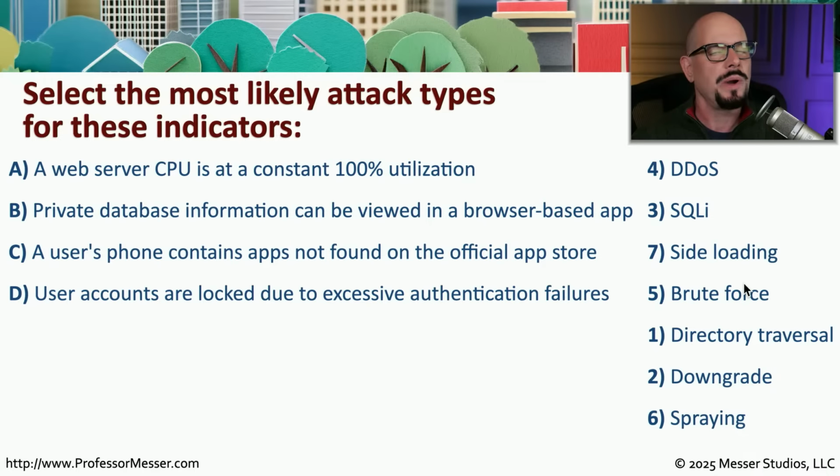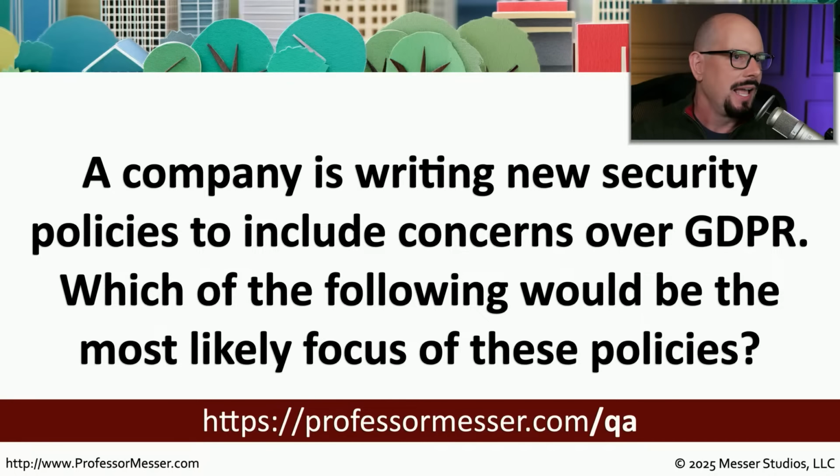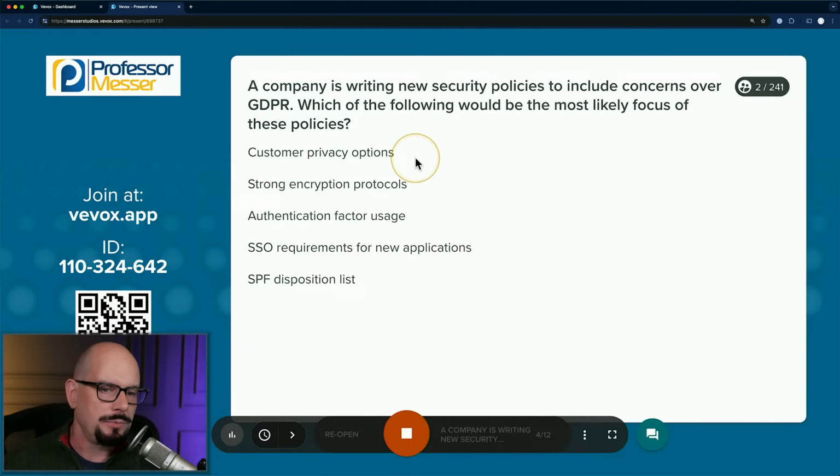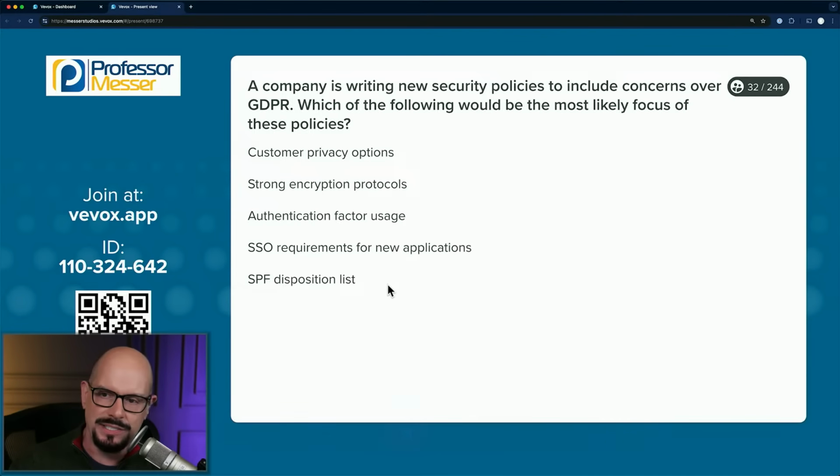Let's now shift gears back to a multiple choice question and see how you do with this brand new question that asks, a company is writing new security policies to include concerns over GDPR. Which of the following would be the most likely focus of these policies? Would it be customer privacy options, strong encryption protocols, authentication factor usage, SSO requirements for new applications, and an SPF disposition list? That's 5 different things, all of them from your exam objectives. Only one of them is going to be the right answer.